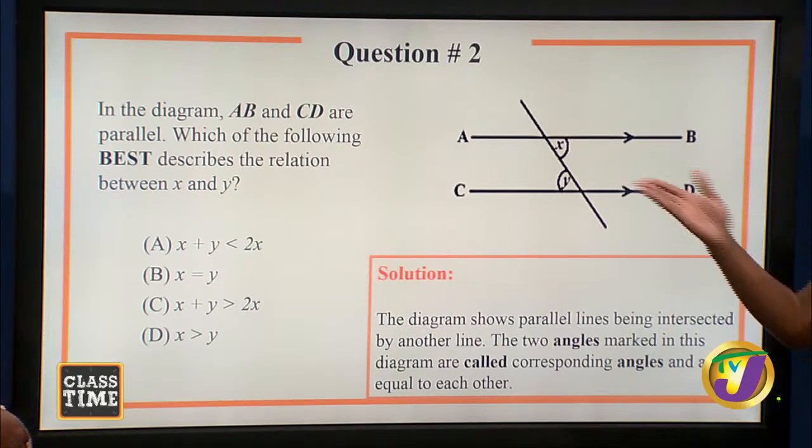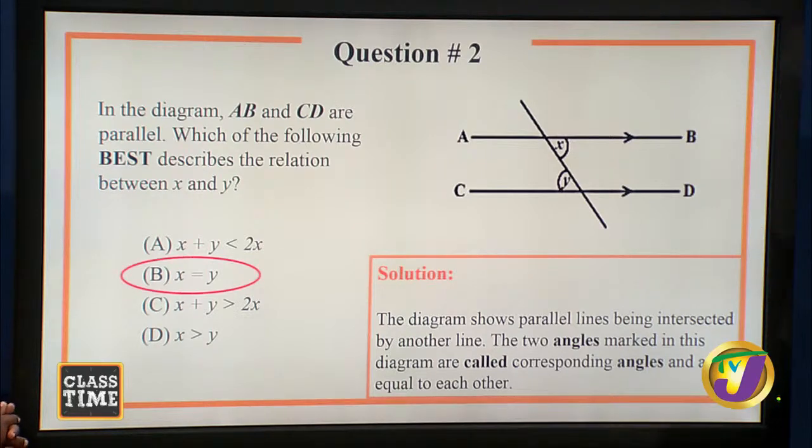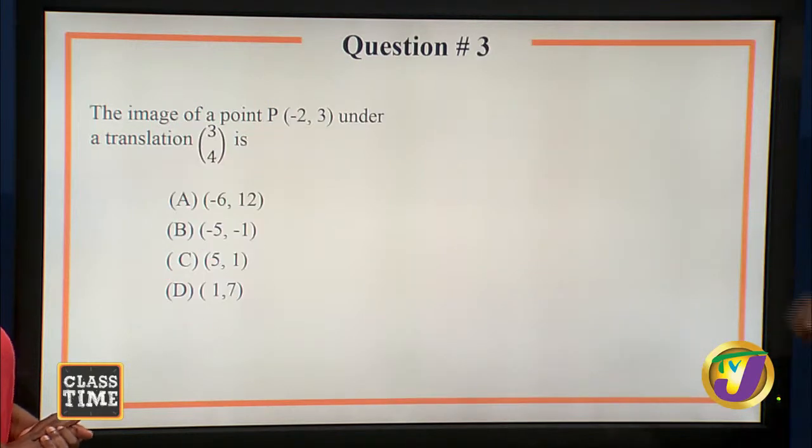So because alternate angles are equal, let's examine our solution set to see which will say that x is equal to y. When I look at it, B jumps out at me because it explicitly states that x is equal to y. And so the answer would therefore be B, x is equal to y. Correct. Not bad, multiple choice.